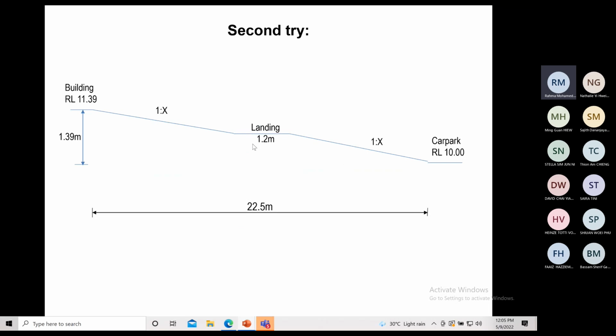Second trial is try providing a landing. If you provide a landing with a minimum width, this is the minimum width. You can go higher than this, but not less than 1.2 meter. So if you provide this as your landing, then you have 22.5. So 22.5 minus 1.2, then divide by 2, you get this horizontal distance to be 10.65, and this one 10.65. And again, 1.39, you divide it by 2 to get this. So when you do that, you can get the gradient you want, or otherwise you can just check.